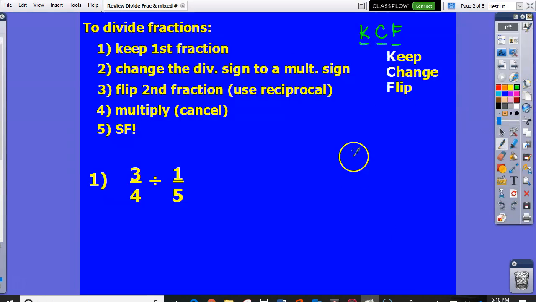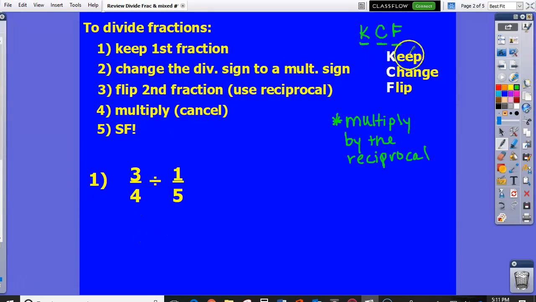So those 3 letters are simplified to keep, change, flip, which is explained here. The other 3 words that we could use, and I call them the fancy words, are multiply by the reciprocal. These all mean the same thing. You've got to find which one you remember and go with it. So let's put it into action.